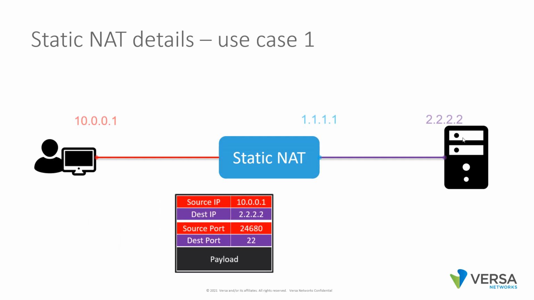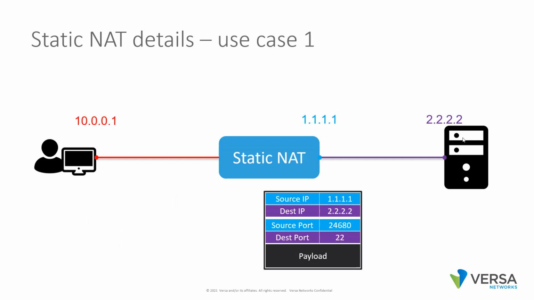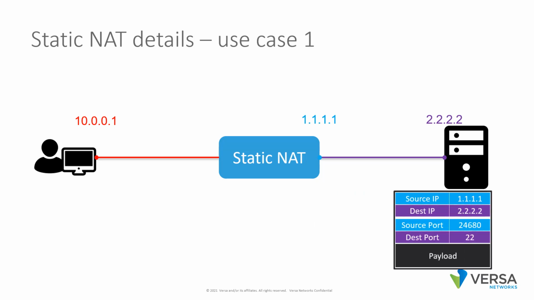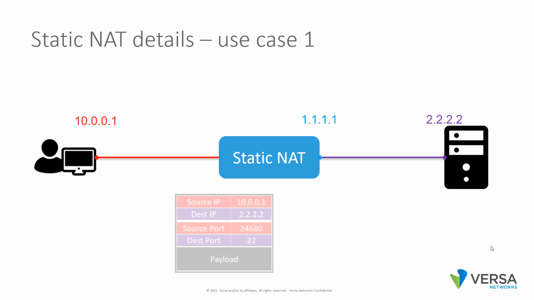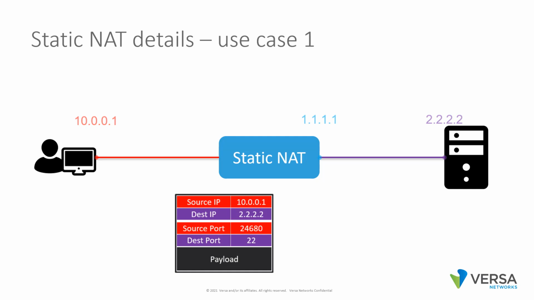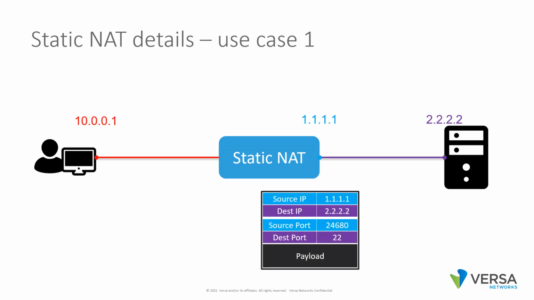When the packet reaches the NAT device, it will be translated into 1.1.1.1 to 2.2.2.2 with the same source port and the same destination port. So you can check that the source and destination ports, which were 24680 and 22, didn't change when we switched the translation on the static NAT.